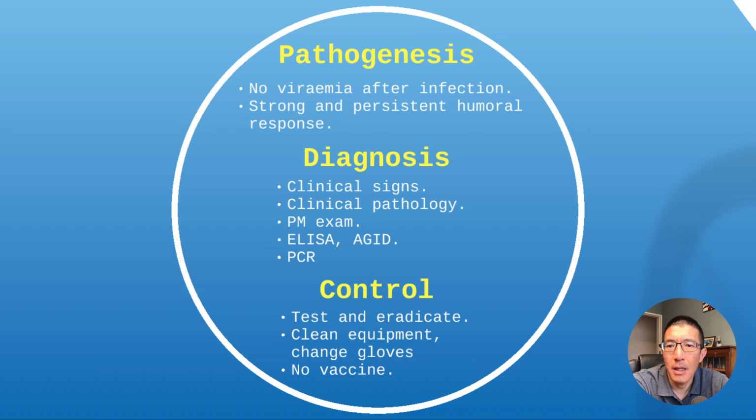After infection, there is no viremia, but the virus stimulates a strong humoral response. There are various methods to diagnose the disease. Control is dependent on test and slaughter and the use of clean equipment, and there is no vaccine available.